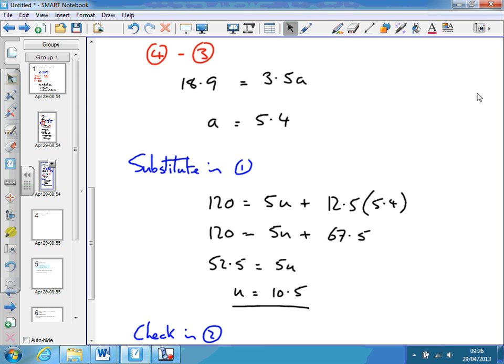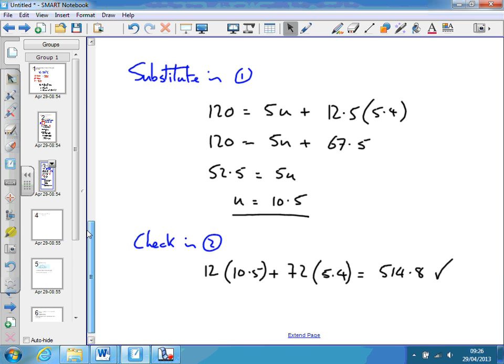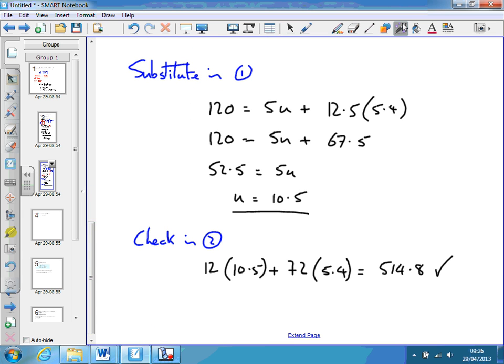So I get that a equals 5.4. Substitute this value for a in equation number 1, which gives me that 120 equals 5u plus 12.5 times a, which is 5.4. Working that out, I get u equals 10.5. And then putting my values for u and a back into the original formula, work out what that is. I get 514.8, which is what it should be. So I know I've got it right.